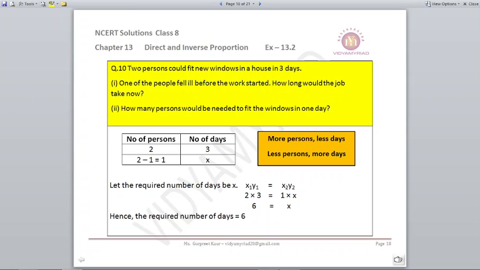Let us find out using inverse proportion, and we will multiply. So 2 into 3 is equal to x. He will take 6 days to complete the task. Second case. How many persons would be needed to fit the windows in 1 day? Now the number of days is 1. We need to find the number of persons.